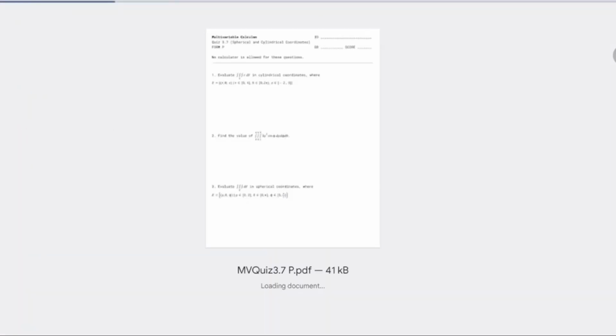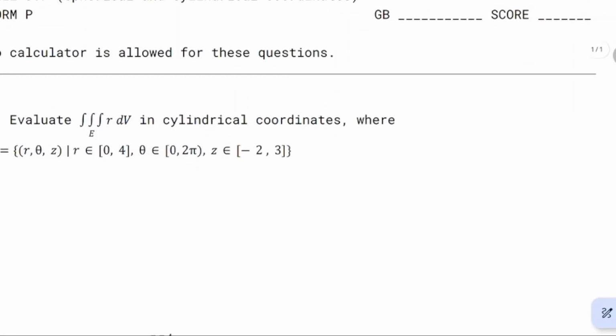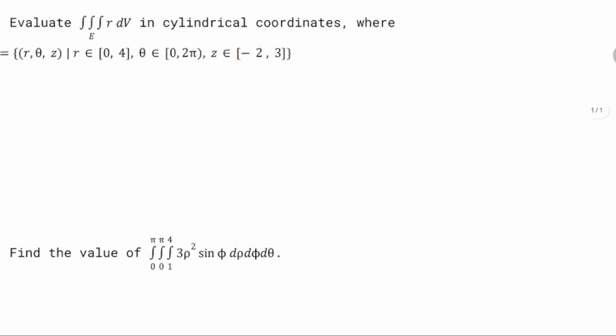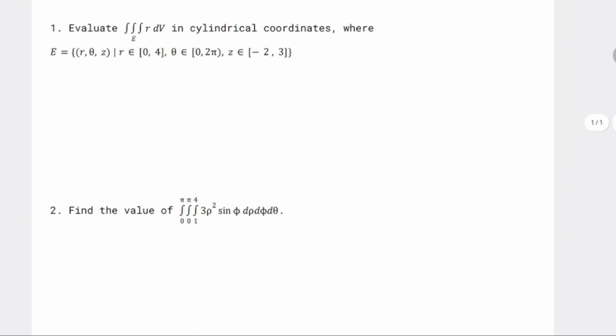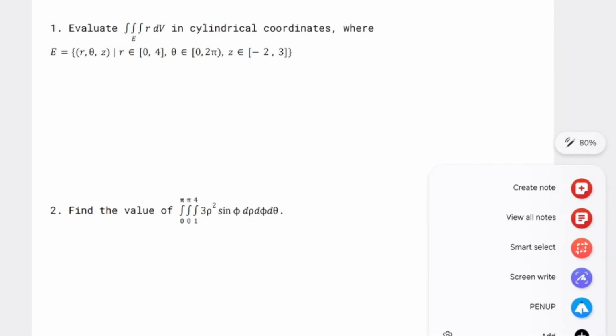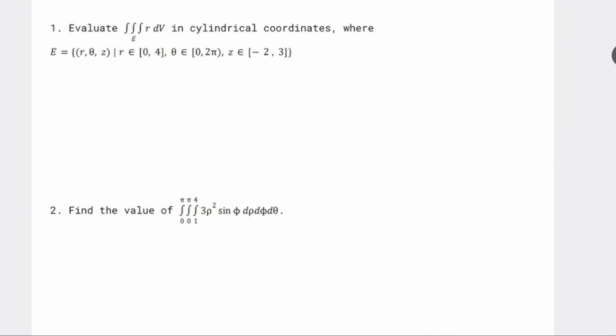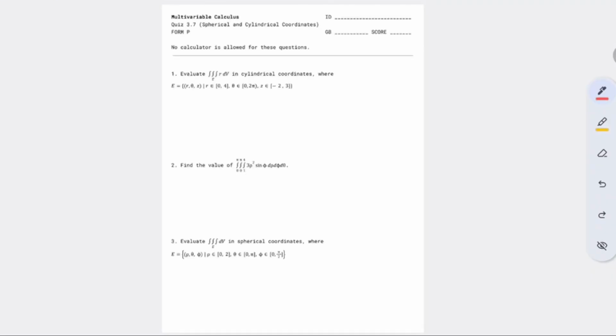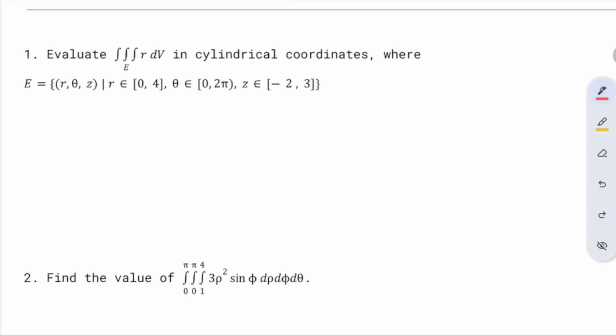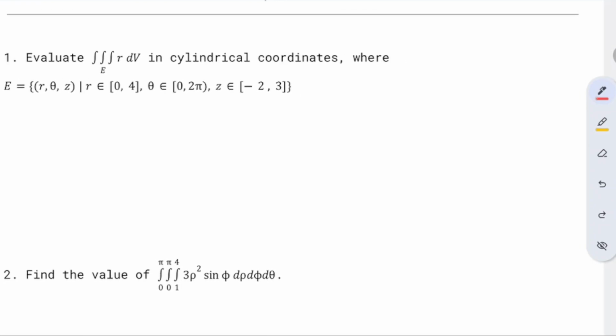3, 7. This is going to be spherical and cylindrical, right? These are actually really representative of the ones that I want to ask you on the test. I don't want you to be worrying too much about spherical and cylindrical because that is not my focus in my multivariable calculus class. It's something that we do, but you'll do that a lot in physics if you keep taking physics classes.